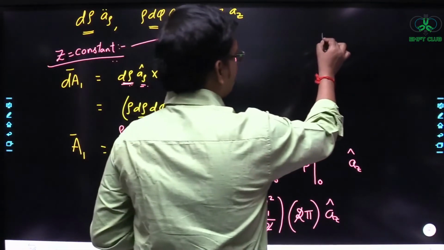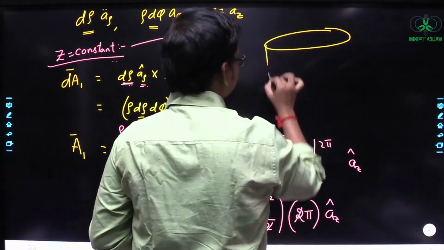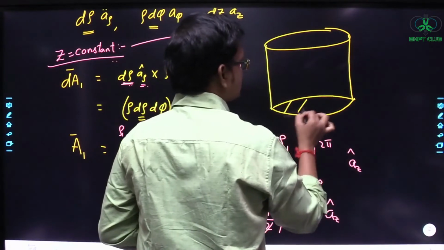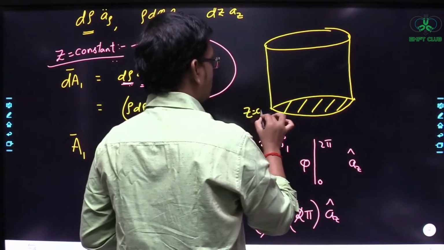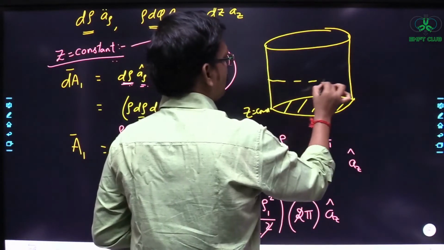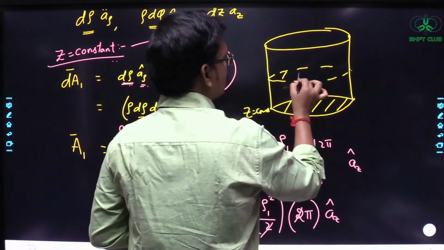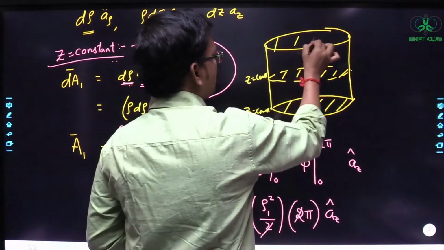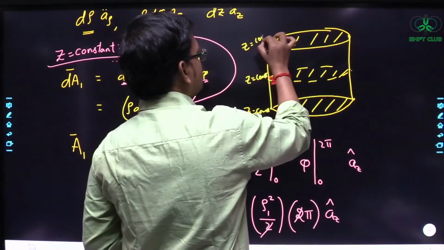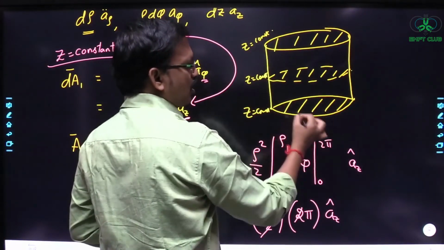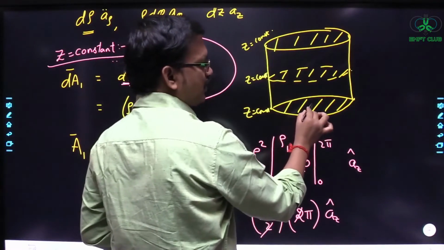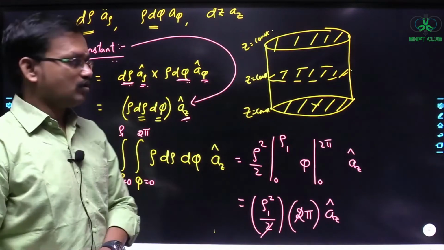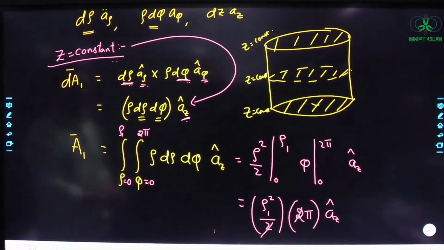So here I am drawing the cylinder, some rough diagram. This is the z equal to constant plane. All these circular planes are nothing but z equal to constant planes only. As you move along this circular surface, what are going to vary? Rho and phi. Rho and phi are the variables on these surfaces. Understood? That is the z equal to constant plane. Right. Next.